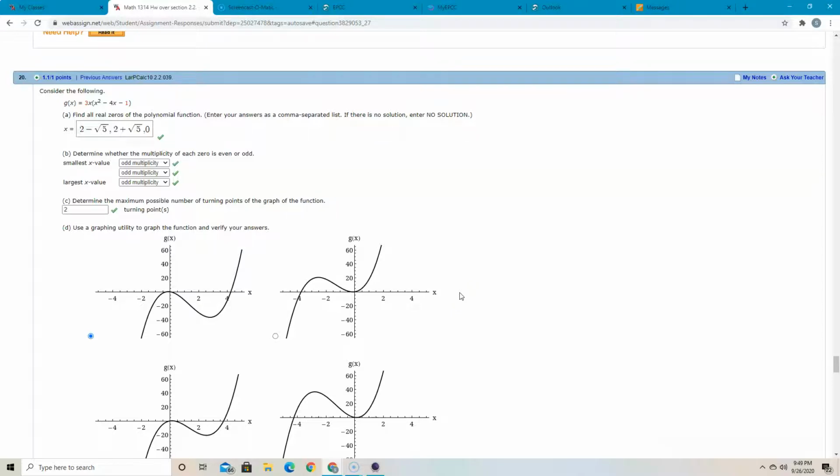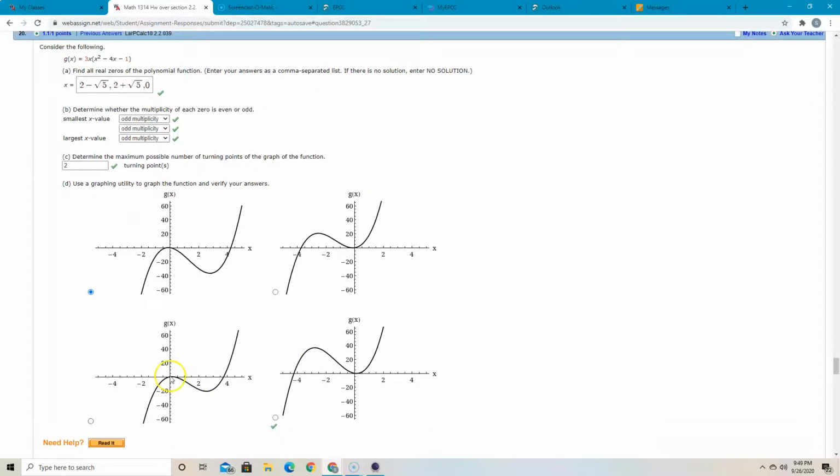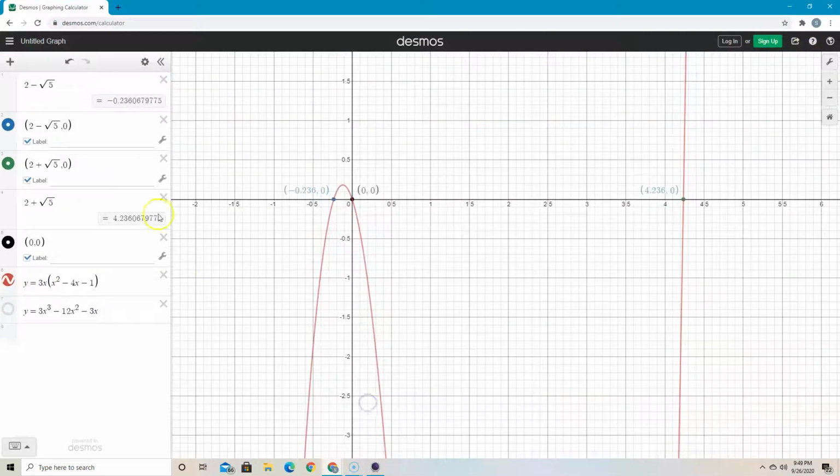So all of them have opposing end behavior. Left end going down, right end going up. So that doesn't help us. We knew that one of them was 4 point something, because this one right here turns out to be 4.236 from our calculator. So one of them is a little more than 4. One of them's right here at x equals 0, and one of them was negative 2.36. That's the 2 minus the square root of 5 again.